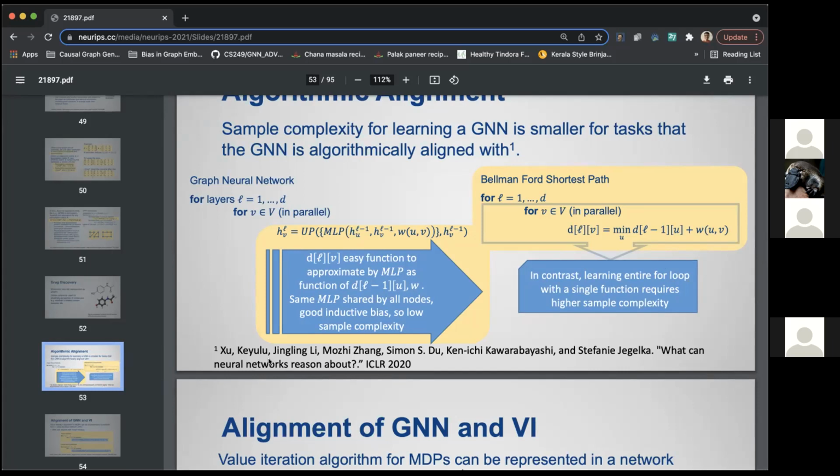Mm-hmm. I see. So it's not about the sample complexity for the shortest path algorithm, because it's not even a learning algorithm, right?